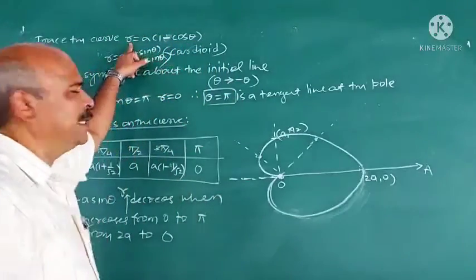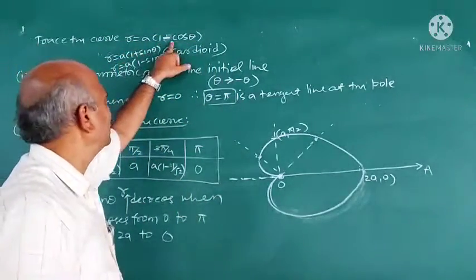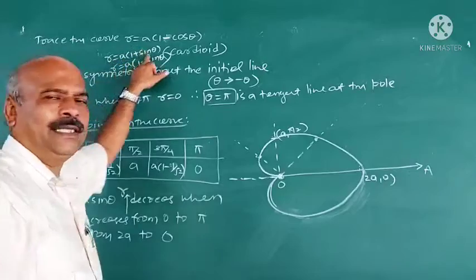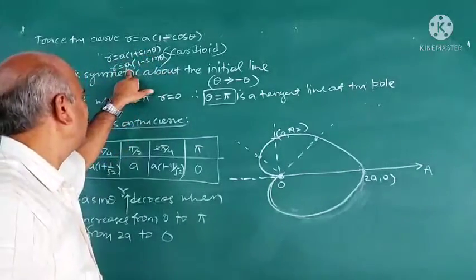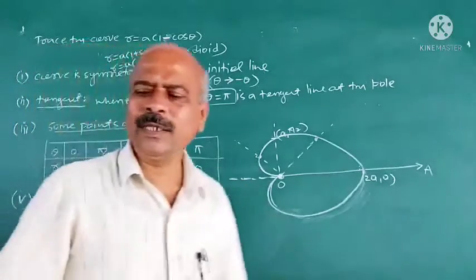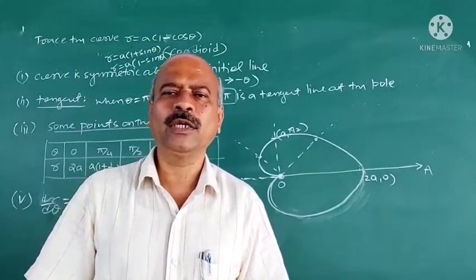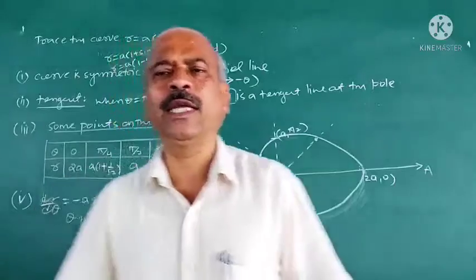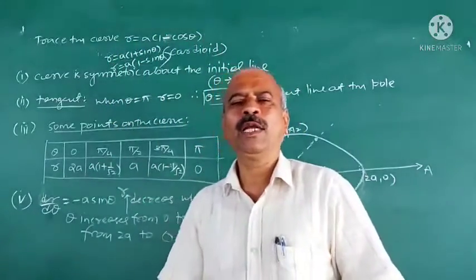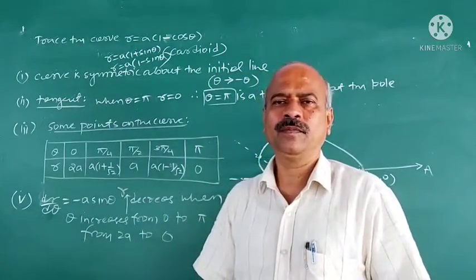What are they? Next is, take this, r is a into 1 minus cos theta. Next is r is a into 1 plus sin theta. R is a into 1 minus sin theta. These are 4 different cardioids, and they are very important in studying the application of definite integrals.